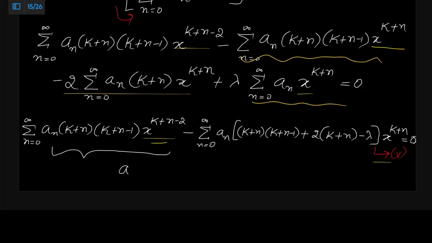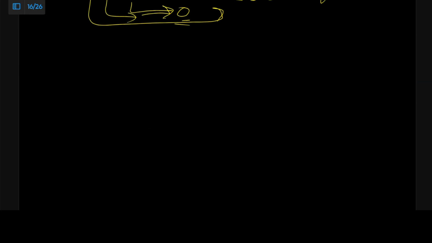If I am taking n as 0, it is a naught into k, sorry, k into k minus 1. This is becoming 0 since the RHS is also 0. So we are considering that equation. So it is nothing but a naught into k into k minus 1, and this is equal to 0. Now this is nothing but my indicial equation.